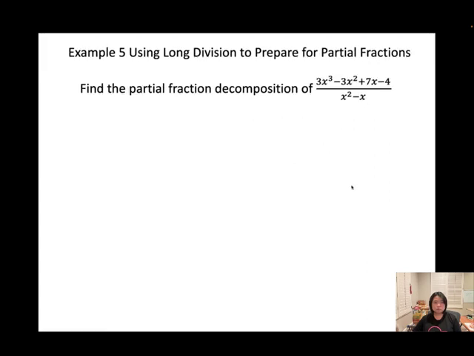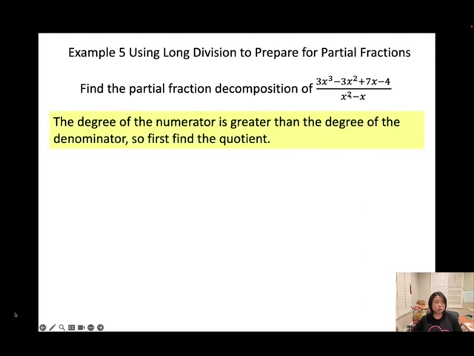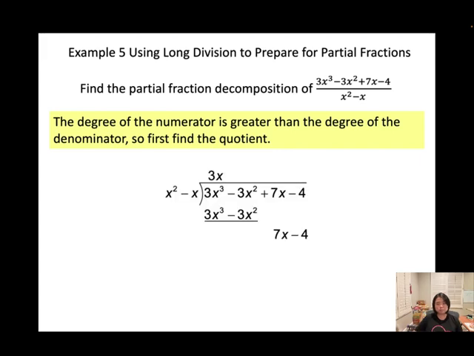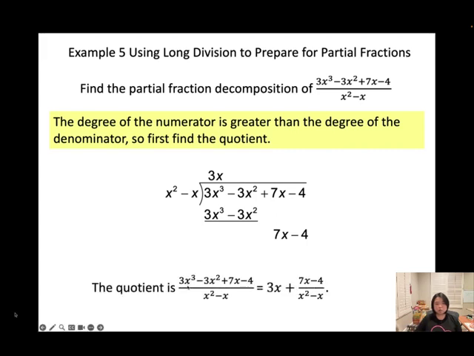Okay, try this example. We do have a degree 3 here, and this is a degree 2. So first, we're going to find the quotient. We're going to use long division and write it out. So this equals the quotient plus remainder over the divisor. And then we only need to do the partial fraction decomposition for this part.